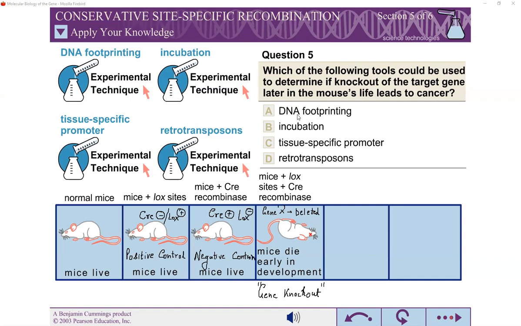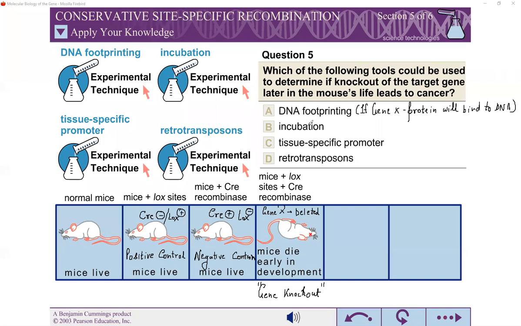Again, DNA footprinting assay could be used to predict whether gene X is a transcription factor or not, whether the product of this gene will bind to a particular site or not. So this would be the assay that would be used to determine if the gene X protein will bind to DNA.